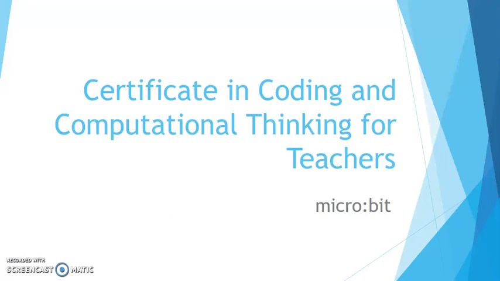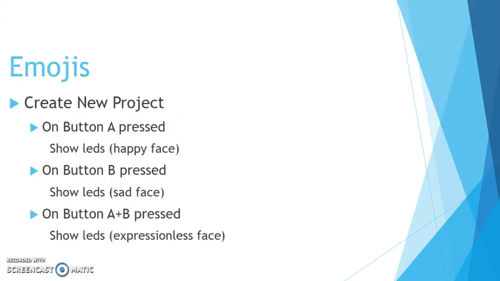So in this screencast, we're going to look at some starter projects for the microbit, and we're also going to look at how we download our code onto the actual microbit. The first project that we're going to look at is an Emojis project. We'll be creating a new project, and when the button A is pressed, we'll show a happy face. When the button B is pressed, we'll show a sad face, and when the A and B buttons are pressed together, we'll show an expressionless face.